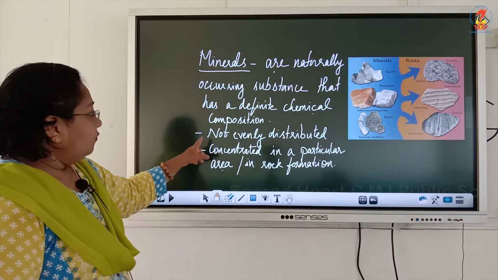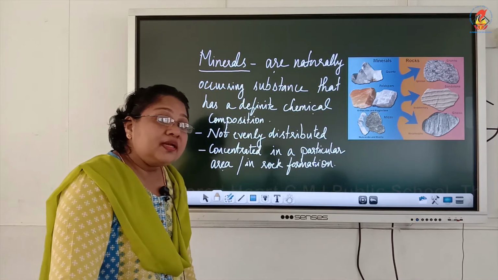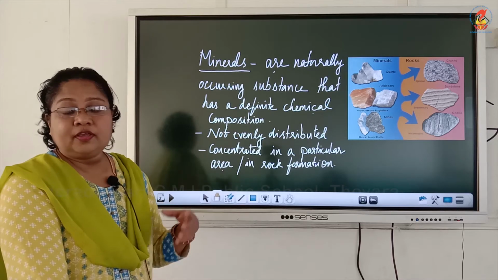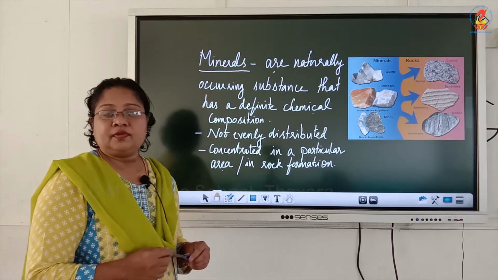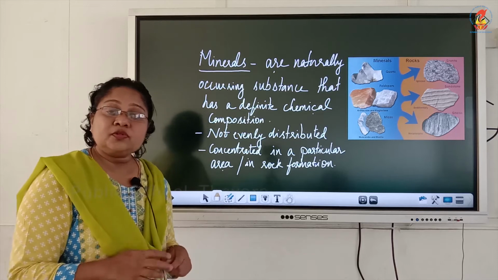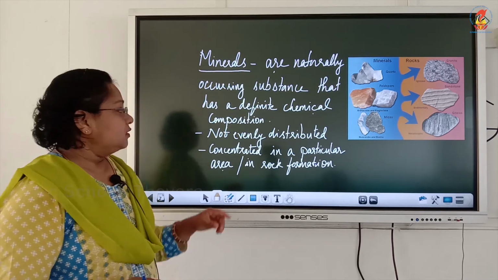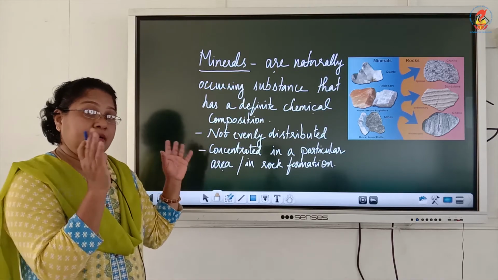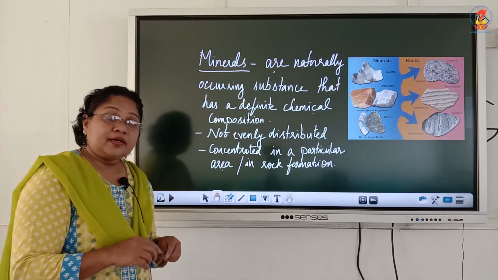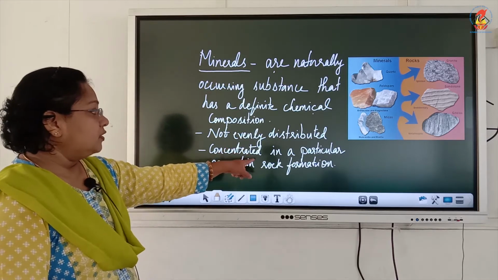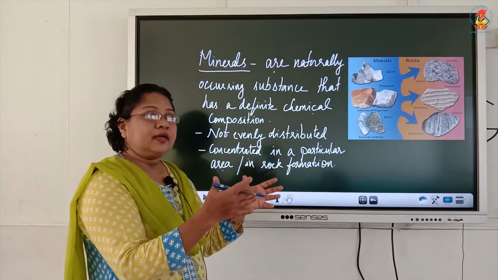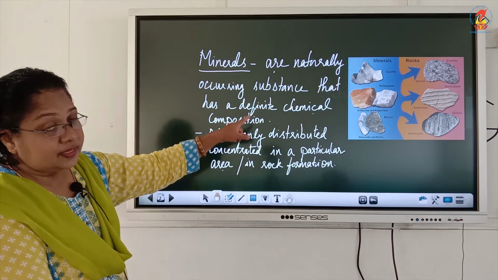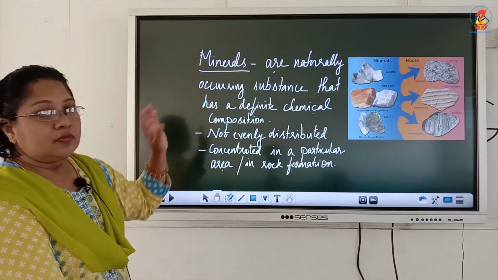One important feature of minerals is that they are not evenly distributed over the earth. Different climatic circumstances, topography, altitude, everything differs in different parts of the world. Accordingly, the distribution of the minerals also differs. In certain areas, if the climatic condition or favorable conditions are there, then the minerals will be concentrated in certain areas, and that too in rock formations. So mineral means a naturally occurring substance that has a definite chemical composition.